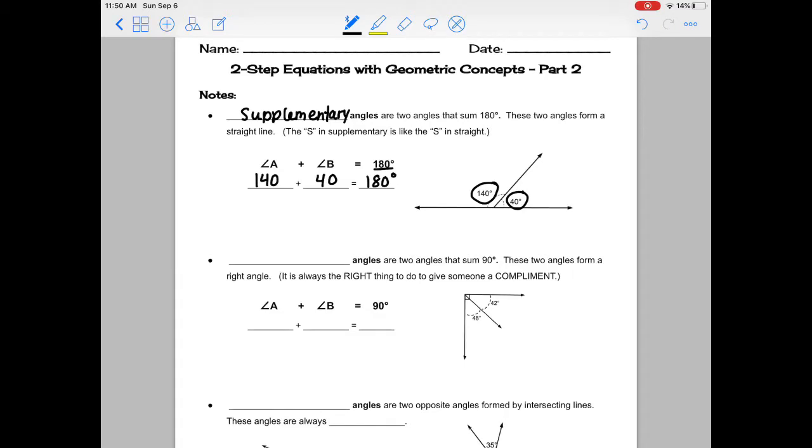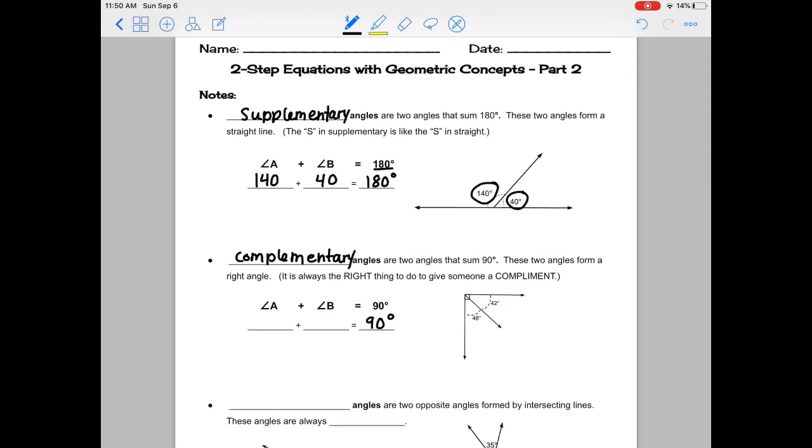Next, we have blank angles are two angles that sum to 90 degrees. In this case, this would be complementary angles: two angles that sum to 90 degrees. These two angles form a right angle. It is always the right thing to do to give someone a compliment. So that's how I remember this one. Complementary is like compliment. It's always right to give someone a compliment. It's a little silly, but it helps. So it's always going to equal 90 degrees.